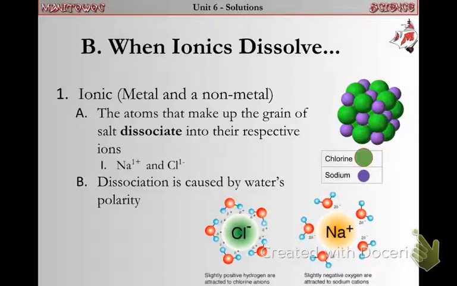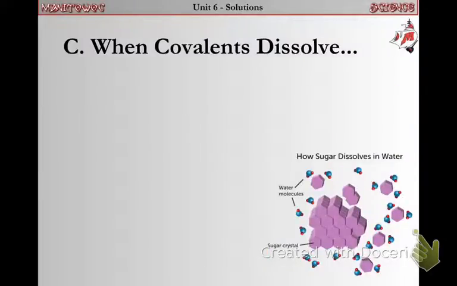And this whole concept, this dissociation, this ability for the sodium and the chlorine to break apart from one another, is solely based on the fact that the affinity or the attraction of the chlorine to the hydrogens is greater than the chlorine to the sodium ion. And so that's why the ions are going to break apart or dissociate. Now we have to make that distinction that that's only for ionic compounds. Covalents do something a little bit different.